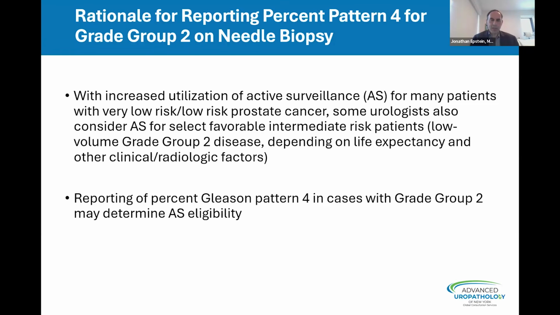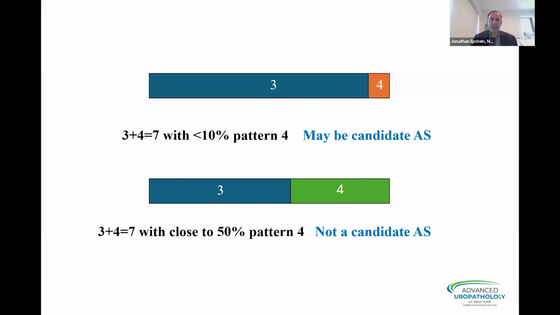And in this setting of a 3 plus 4 equals 7, when you're thinking, can this patient go on active surveillance, reporting the percent Gleason pattern 4 can be critical. So let me show you two scenarios where in one you might recommend active surveillance, the other not. If you had a 3 plus 4 equals 7 with less than 10% pattern 4, that today could be a good candidate for active surveillance, again, factoring in other parameters.